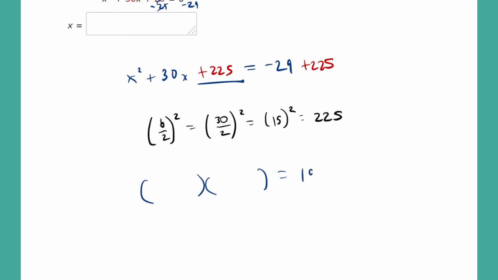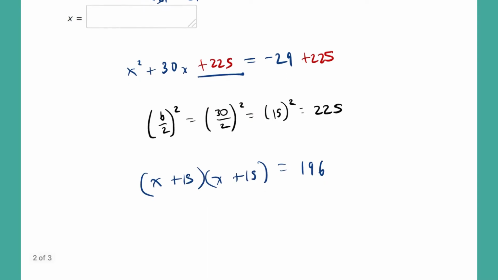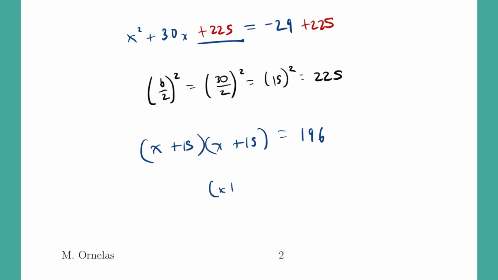Yes, 196. So here is going to be x times x. And then we have to figure out what number times what gives us 225. Well, it's 15 times 15. You just have to make sure that they add up to the middle term, which they do. So positive 15, positive 15. Then we want to rewrite this as a perfect square binomial.